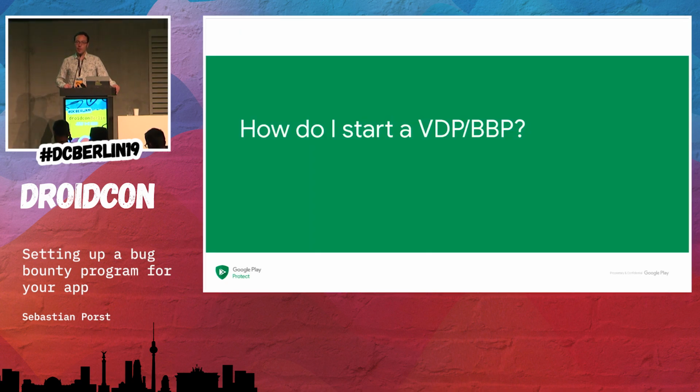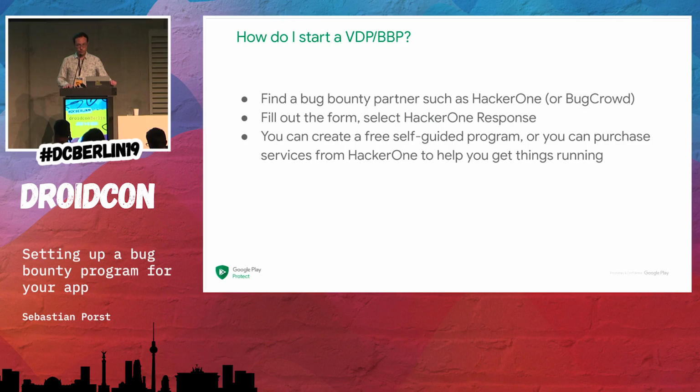So how do you start a vulnerability disclosure program? Find a bug bounty partner if you don't want to self-host. HackerOne and BugCrowd are the most popular ones. However, there's a couple of others. So if you start looking for competitors of HackerOne or BugCrowd on Google, I think you're going to find a handful more.